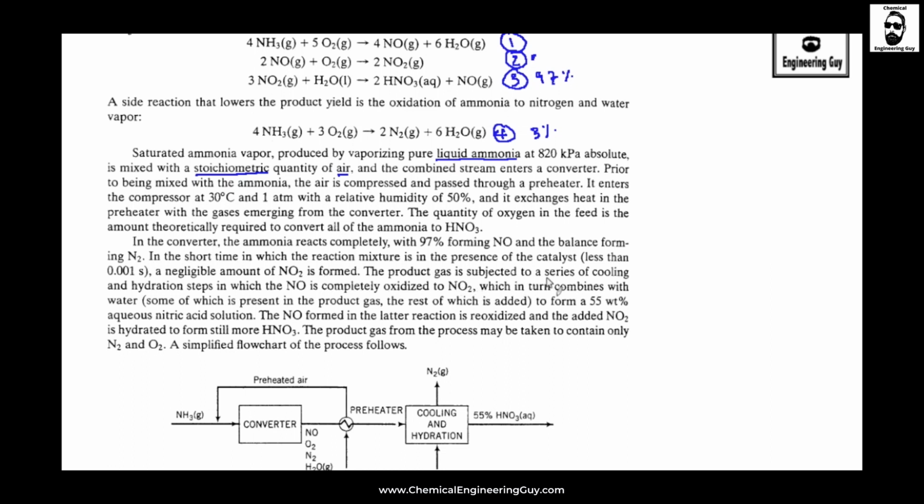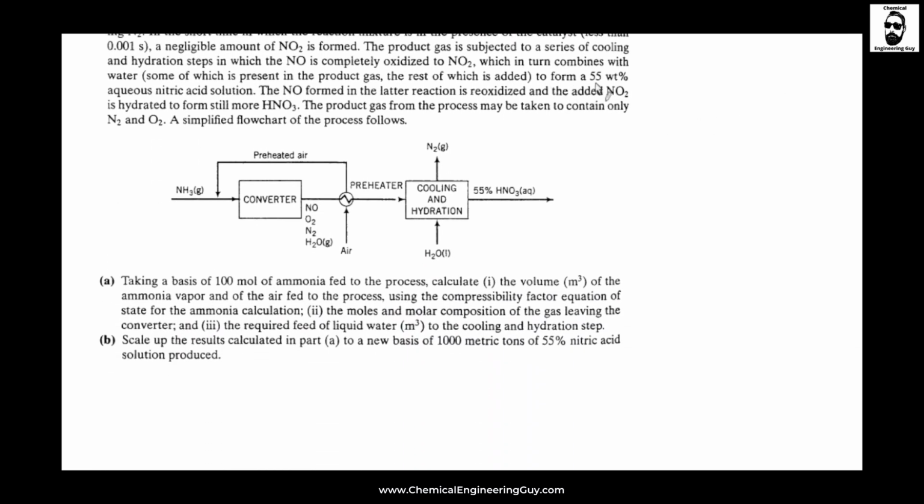The product gas is subject to a series of cooling and hydration steps in which the NO is completely oxidized to NO2, which in turn combines with the water, some of which is present in the product gas, the rest is added, to form this 55% aqueous nitric acid solution. So probably that's the final specification. The NO formed in the later reaction is reoxidized and then added to the NO2. Okay, the product gas from the processes may be taken as only N2 and O2.